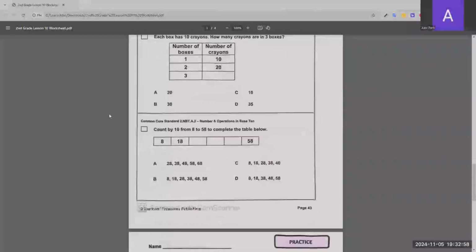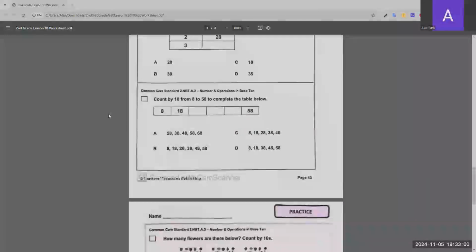Okay, next. Count by 10 from 8 to 58 to complete the table below. So we start at 8 and we add 10 each time. And it gave us 18. So 18 plus 10 would give us 28. Adding 10 each time would get us 38. And then 48.